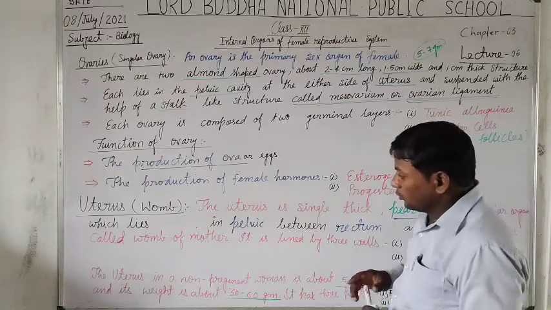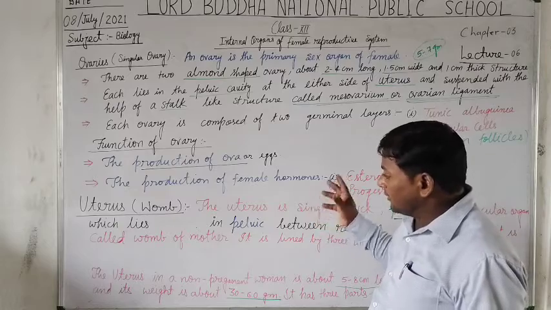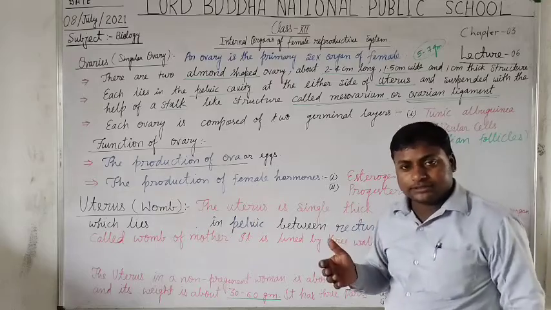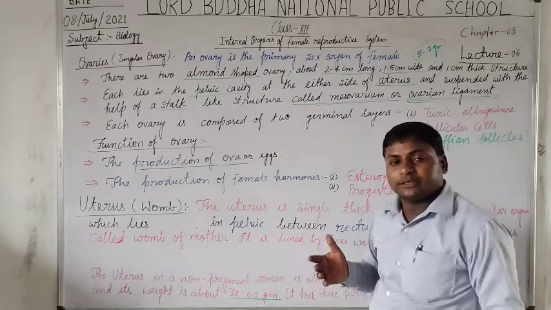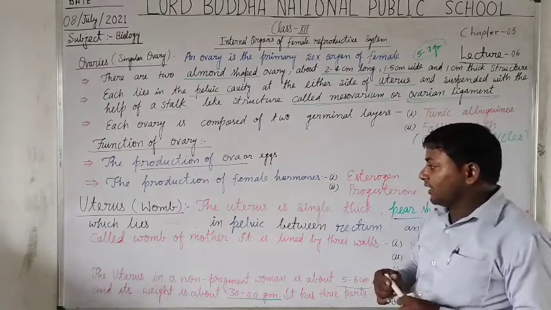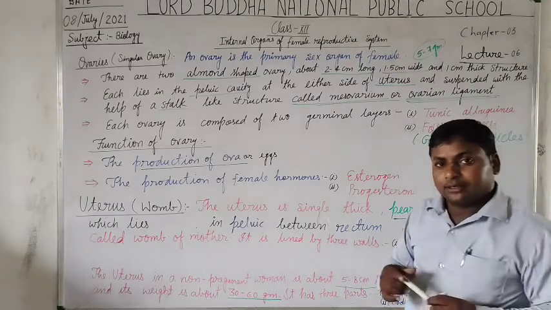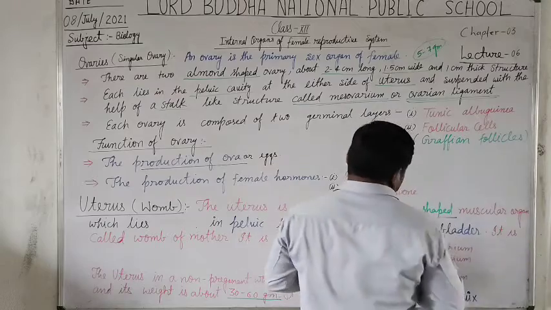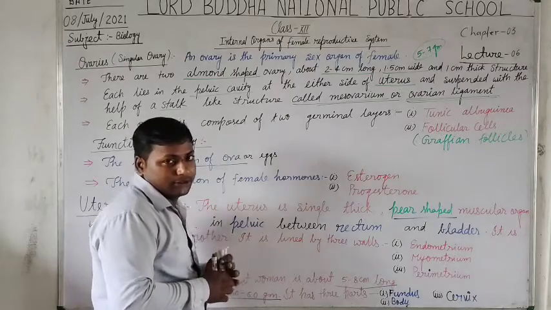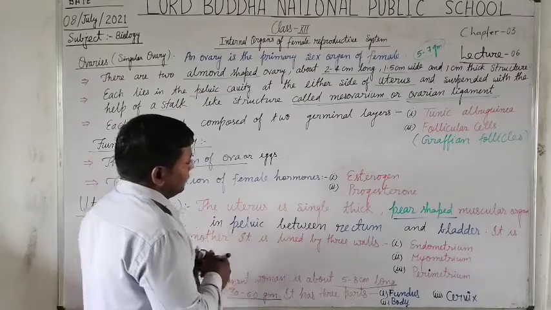So now the second part we are going to study is the uterus or womb. What is the uterus, and what are its function, shape, size and structure? Let's start, and before starting we will use a diagram of the fallopian tubes along with the uterus to understand this part very well.